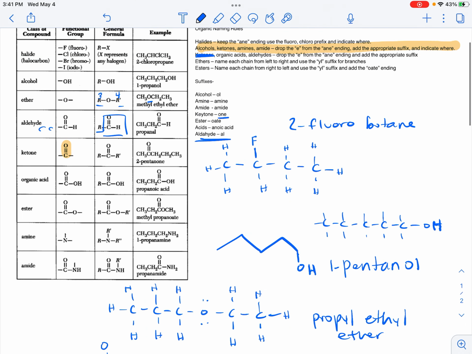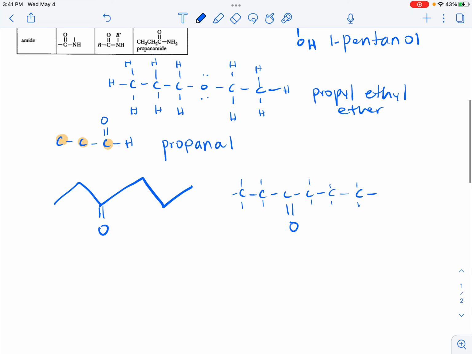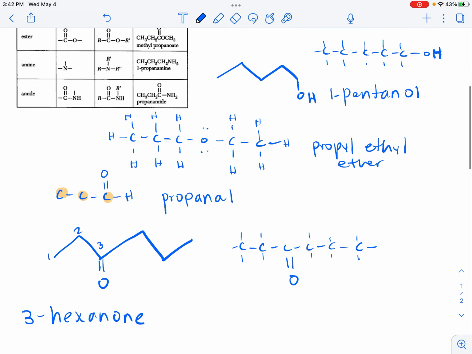For a ketone, that suffix is -one, and then we're going to say where it is. For six carbons, we're going to call it hexane. Drop the E, so hexane, and then add the -one, so hexanone, and then you're going to say where it is. So this is on the third carbon, 1, 2, 3, so we call it 3-hexanone. Again, it can point up or it can point down, it means the same thing, but that's where we get the name hexanone for that ketone.